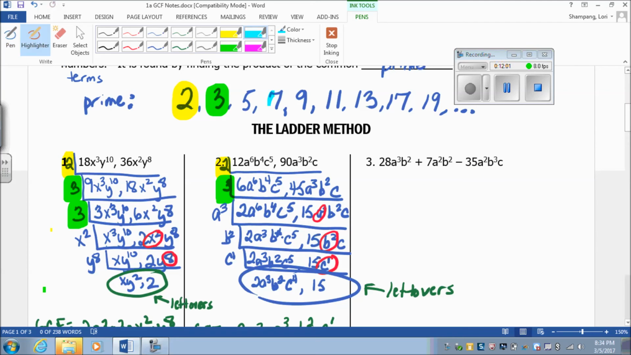Well, I can tell now that my lowest prime number that's divisible into all of these coefficients is going to be 7. So let's go ahead and draw a 7 here and then our half rectangle. 28 divided by 7 is 4. So you get 4a cubed b squared plus 7 divided by 7 is 1 minus 35 divided by 7, which is just going to be 5. Now we have 4, 1, and 5. Well, there are no other prime numbers that are common factors to 4, 1, and negative 5.